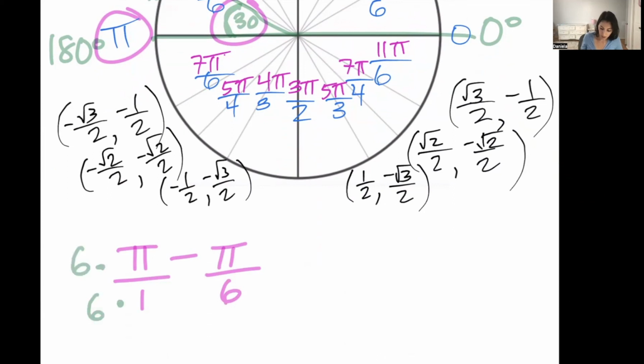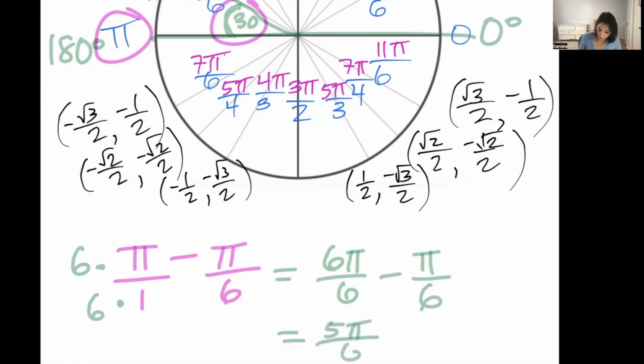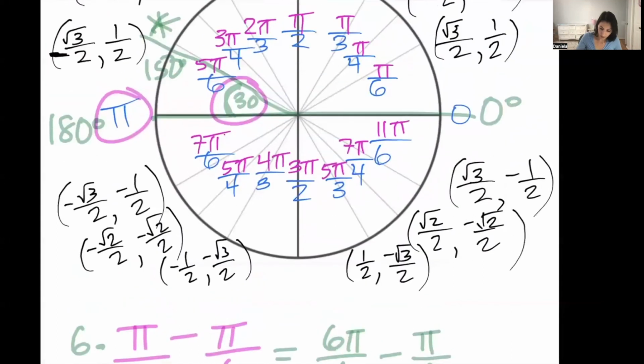So if you multiply both of those by 6, right? So 6 times pi is 6 pi, 6 times 1 is 6. Drop down the minus pi over 6. So now we have common denominators. What happens if we have common denominators? You just combine the numerators. So 6 pi minus 1 pi, surprise, surprise, that would be 5 pi over 6, right? And we already knew that's what it was.